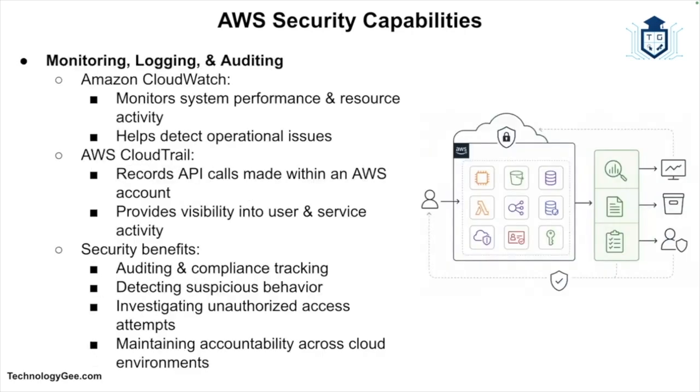And then there's monitoring and logging. So AWS provides tools like Amazon CloudWatch and AWS CloudTrail to track activity and performance. CloudTrail logs every API call made in your account, which is incredibly useful for auditing and detecting suspicious behavior, because if someone tries to access resources that they shouldn't, well, you will have a record of it.